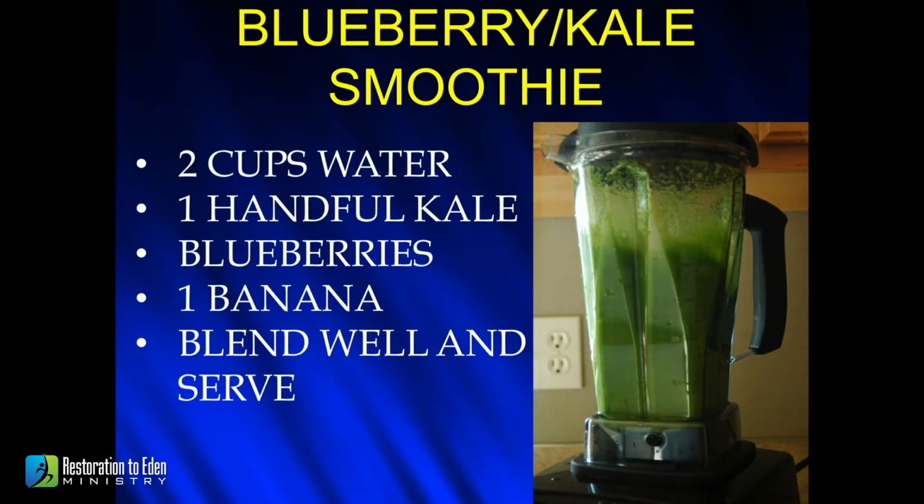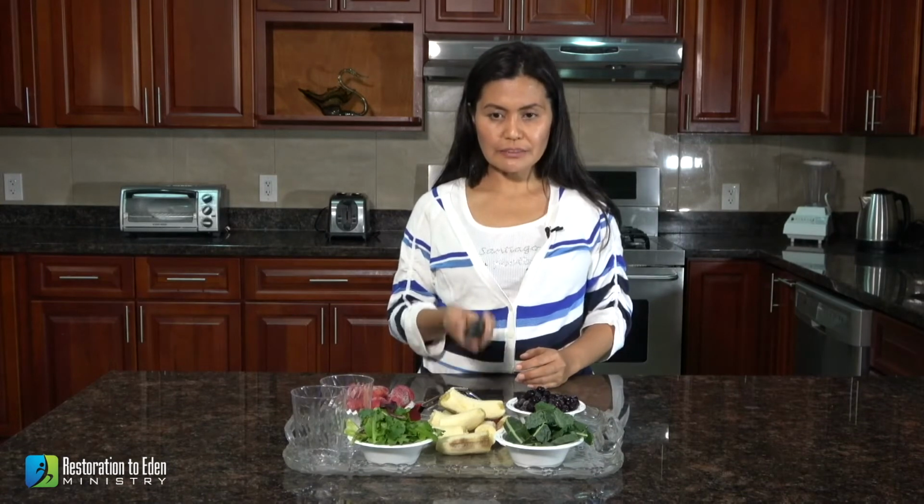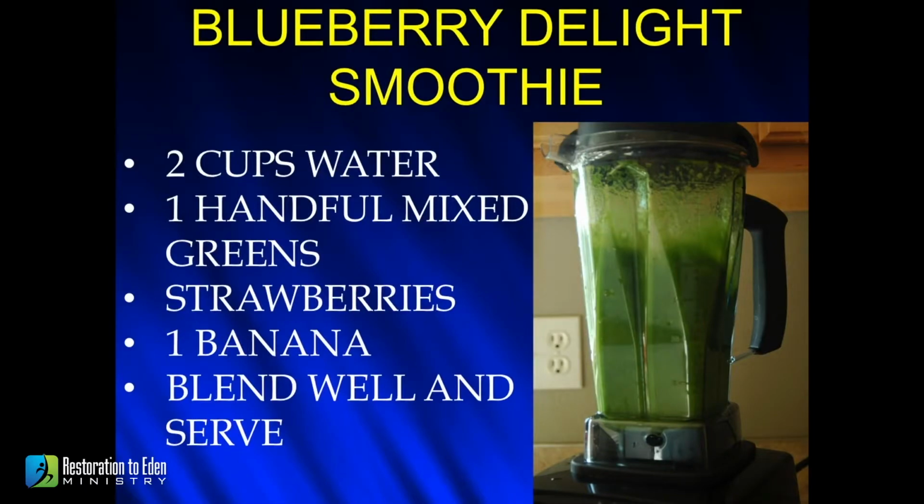Now, we're going to do this smoothie for the sake of demo. We're going to do these 2 kinds of green smoothie, and the first one is going to be a blueberry kale smoothie, and it calls for 2 cups of water, a handful of kale, blueberries, a banana, and that's it. You just blend and serve. We're going to show that to you in a little bit after I give the second recipe. Okay, a blueberry delight smoothie, which is basically the same. I just changed the greens that I used. It's going to be mixed greens instead of spinach. So that's what we're going to make right now.